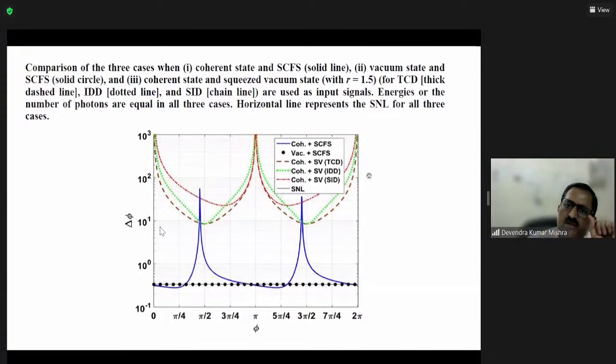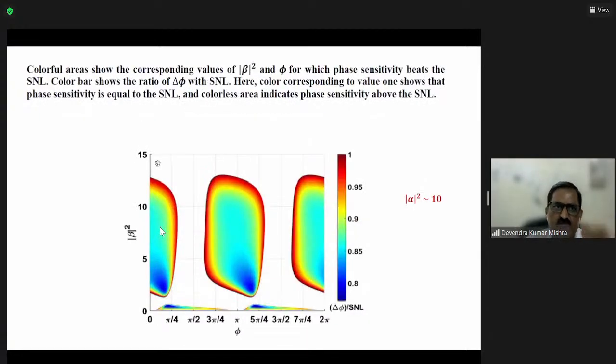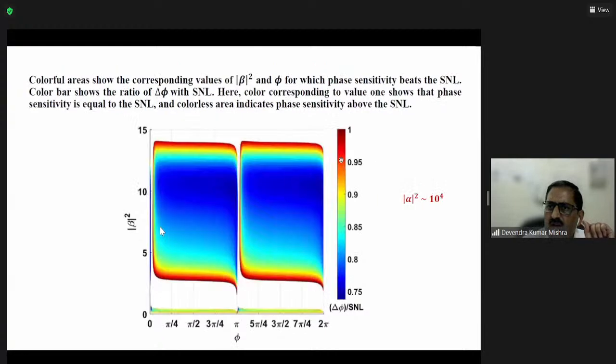So the combination of input states having coherent state as well as SCFS may work better in some cases. Colorful areas show the corresponding values of mod beta square and phi for which phase sensitivity beats the shot noise limit. Color bar shows the ratio of delta phi with shot noise limit. Here color corresponding to value 1 shows that phase sensitivity is equal to the shot noise limit, and colorless area indicates the phase sensitivity above the shot noise limit.